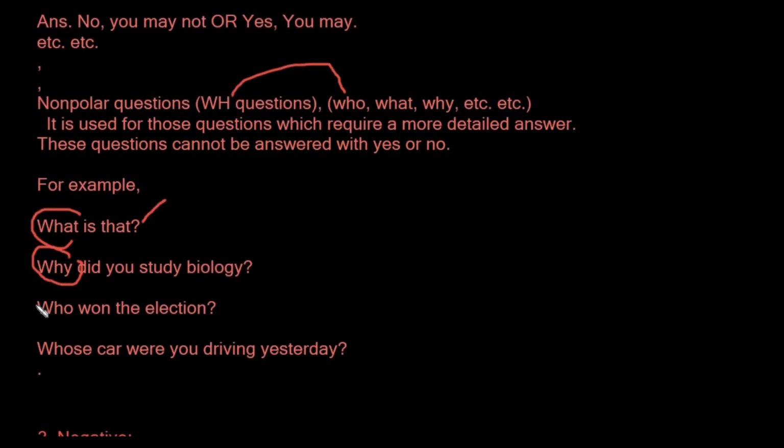Then, who won the election? Who is a WH question. Who won the election? It means I'm asking about someone, like maybe someone who has been elected by the people. So I'm asking who won the election. Then the second person will give me a detailed answer about that particular person that I'm asking for.